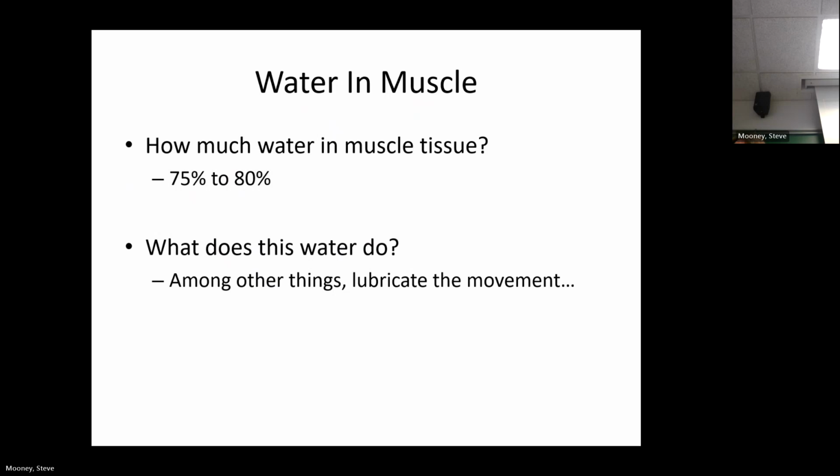So when we think back to our composition of muscle tissue, why do we think that water might be 75 to 80% of muscle tissue?